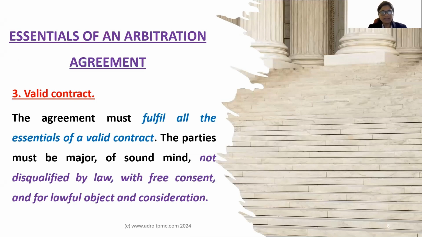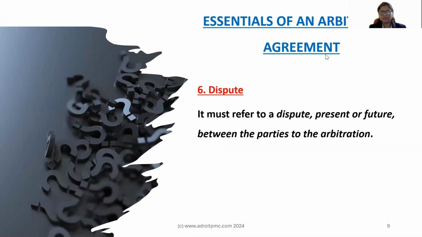Next is valid contract. The agreement must fulfill all the essentials of a valid contract. That is, it has to be executed by the parties of sound mind and not disqualified by law, and it should have valid consideration, etc. And as Mr. Ramasubramanian sir discussed, to invoke and refer the matter to arbitration, there should be some sort of contract and dispute existing between the parties. Only then can the matter be referred for arbitration. So make sure that before invoking arbitration, there is some dispute between the parties that could not be resolved by mutual terms, negotiation and mediation.